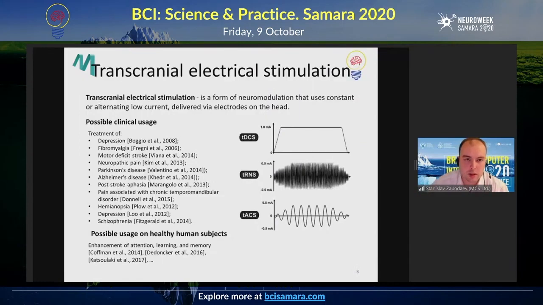So let me tell you a little bit about transcranial electrical stimulation. Transcranial electrical stimulation is different from magnetic stimulation. Transcranial electrical stimulation is a non-invasive brain stimulation using weak electric currents. And the weak electric currents are delivered to the brain via the scalp.